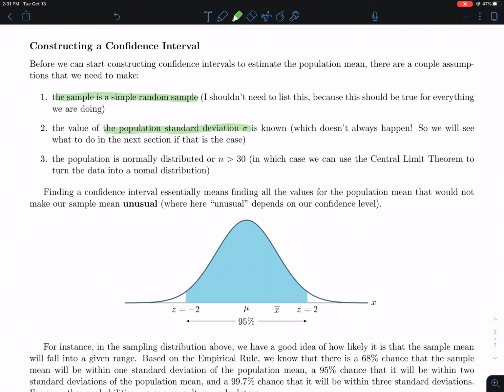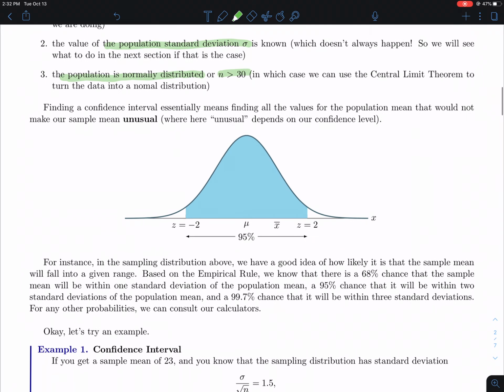And then the last thing, which is most important: the population either has to be normally distributed or our sample size has to be bigger than 30. Remember, the cool thing is if our sample size is bigger than 30, then we can use the central limit theorem to turn it into a normal distribution. So even though the original data wasn't normal, we can use it to be normal.